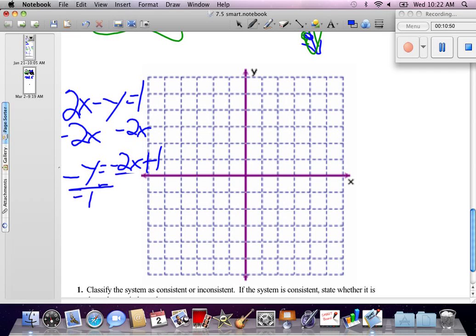Yes, Kiara. Sometimes it will be in y equals mx plus b. But I'm doing all of them so that you get into the habit of being able to solve them for y equals mx plus b.